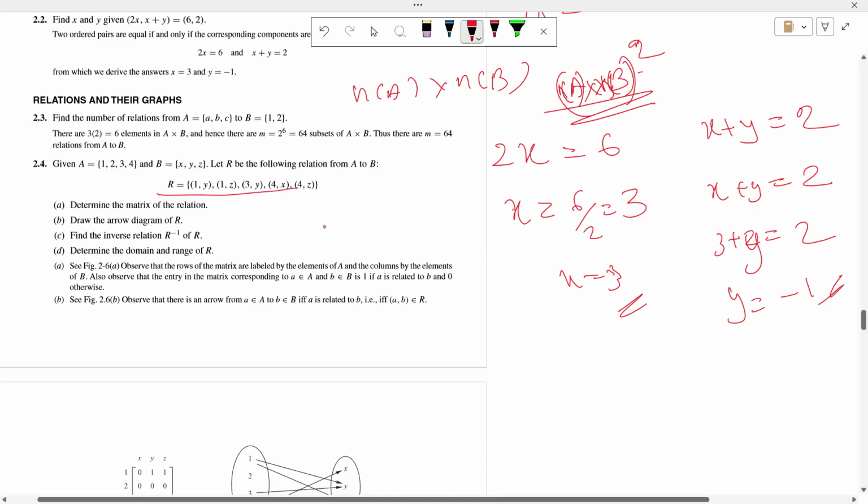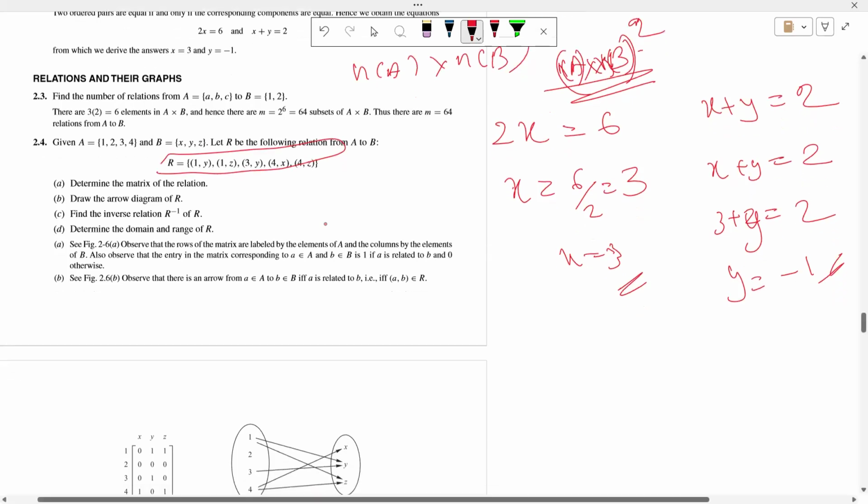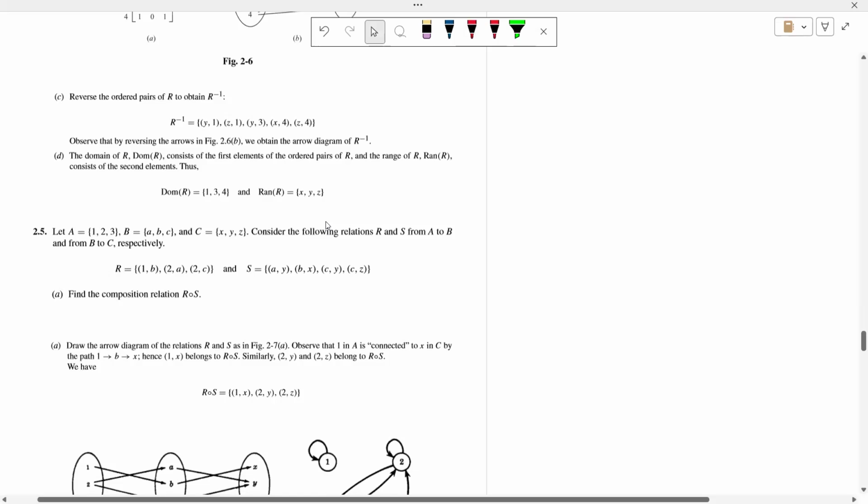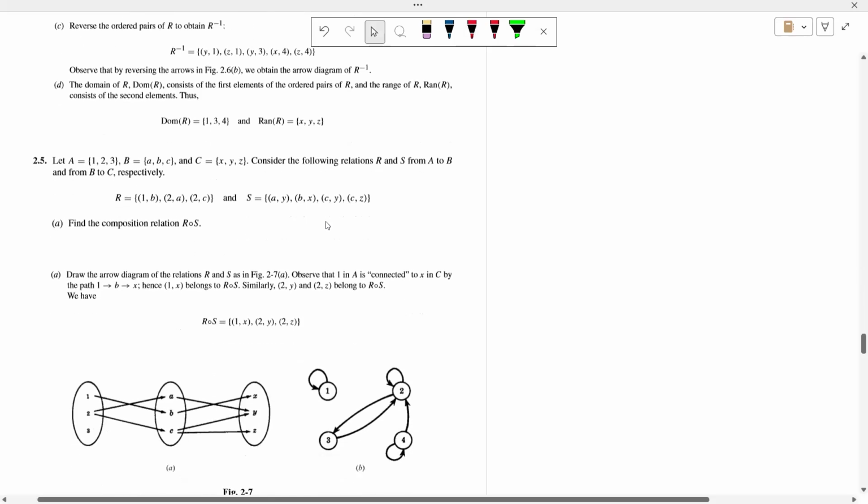So now they are giving R and asking for R inverse. So just practice, these are very simple questions.